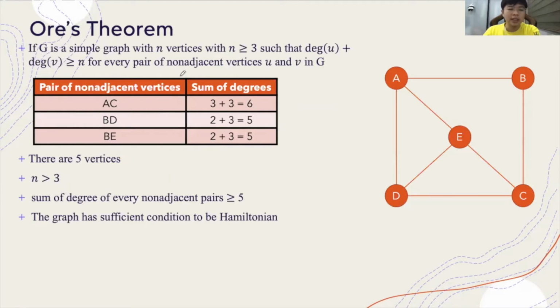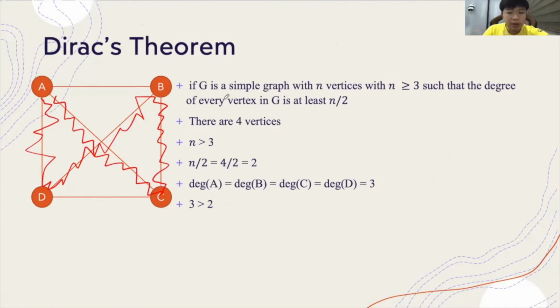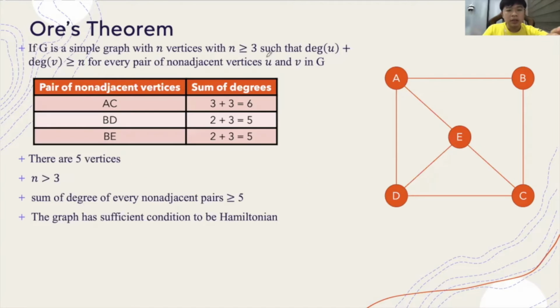The second theory is Ore's theorem. Ore's theorem states that if G is a simple graph with n vertices, with n greater than 3, like the Dirac theorem here, that is another requirement. For Ore's theorem, U and V must be non-adjacent vertices, and the sum of the degree of U and the degree of V must be greater than or equal to the number of vertices.